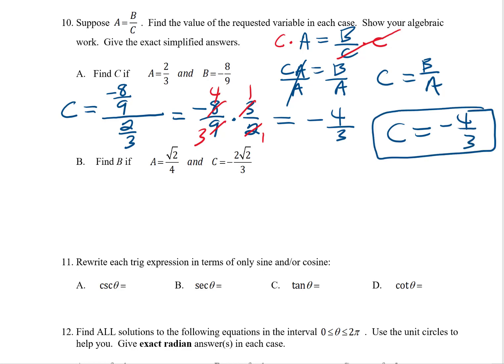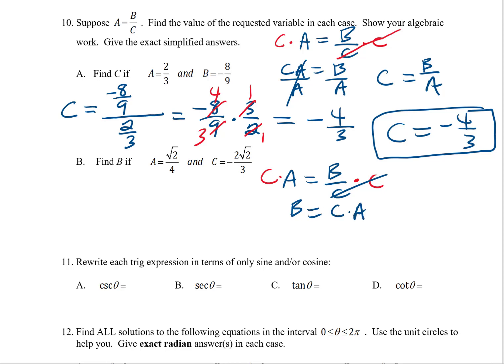In the second example, now I'm looking for B. So again, let me do my algebra first. Here was that original equation they gave us, A equals B over C. I would really rather have the B by itself. I can do that in just one step. As soon as I clear the fractions, this now says B is equal to C times A.